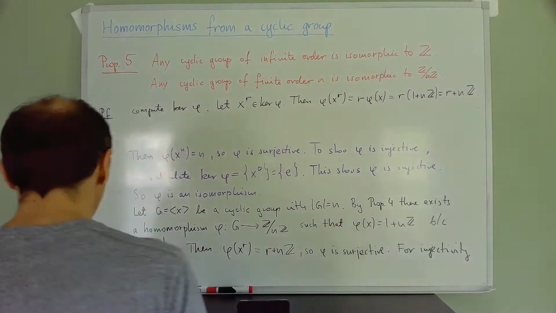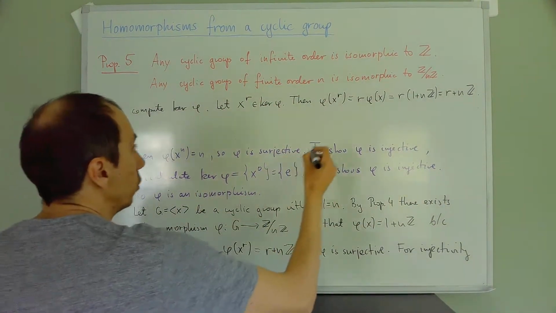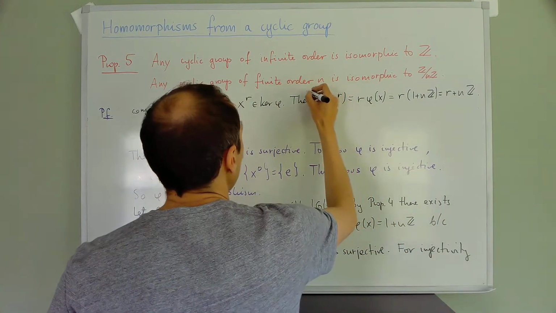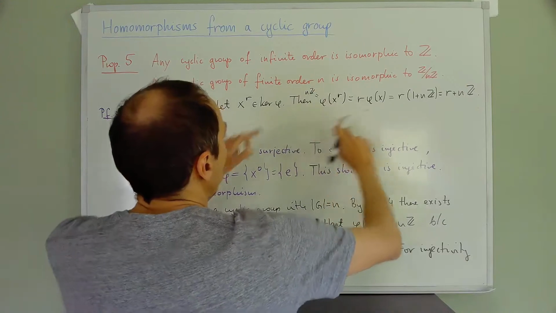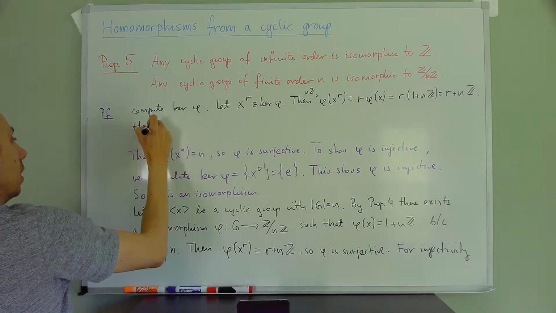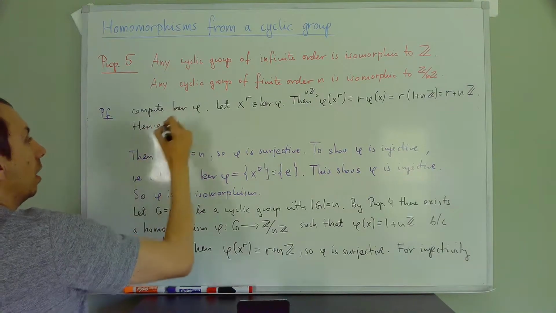Okay, so what does that mean? So this is supposed to be in the kernel. So that means this is 0, right? This is just nZ. So nZ is equal to r plus nZ means that n must divide r.